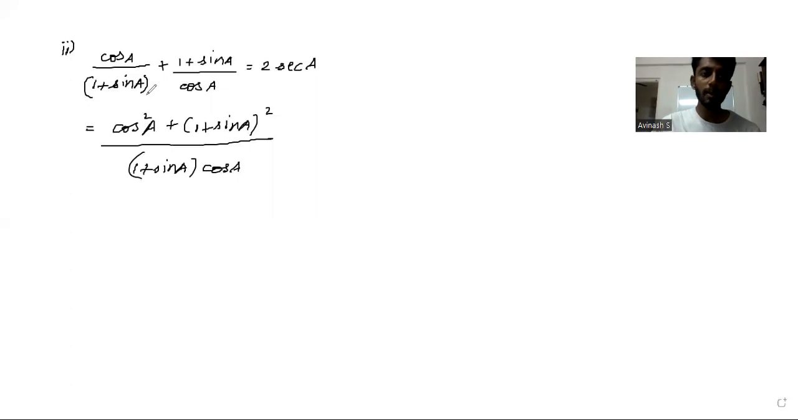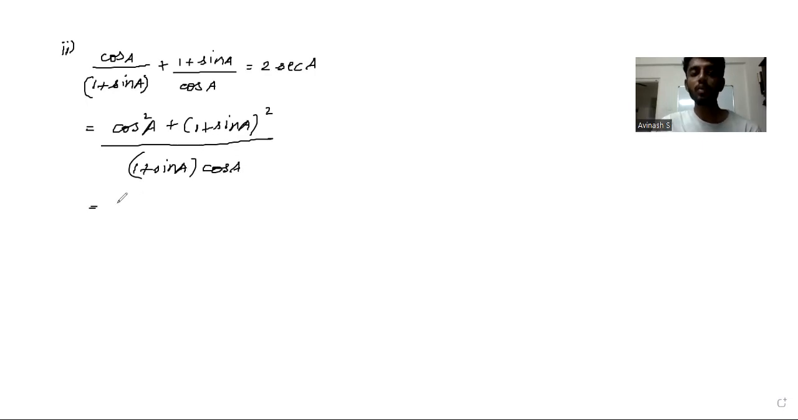So here we are multiplying it by cos A in the numerator as well. So cos A into cos A in the numerator becomes cos square A. Similarly, here we are multiplying it by 1 plus sine A because that is the missing term. And in the numerator also we are multiplying it by 1 plus sine A. There is already 1 plus sine A in the numerator, which becomes (1 plus sine A) the whole square. Denominator is just a multiplication of both the terms.